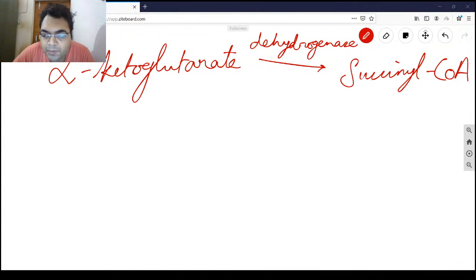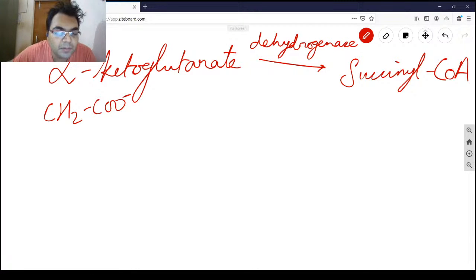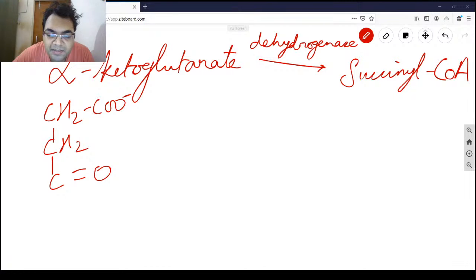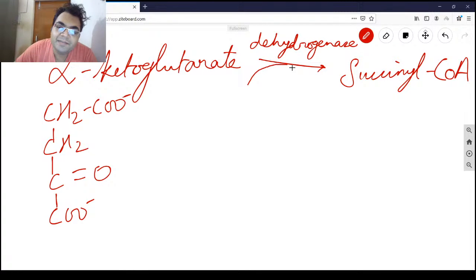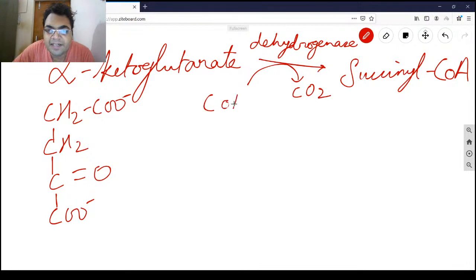If you draw it, it was CH2 COO minus, then CH2, then on this side C with a double bond O, then CO minus. So this is how alpha ketoglutarate looks. Here you can add CO2 through oxidative decarboxylation, one more CO2 will come out. Here is the addition of coenzyme A, the CoASH group.